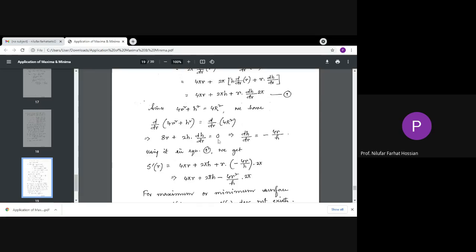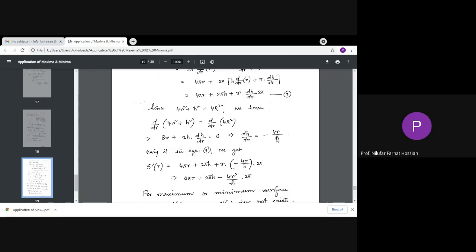So what is the value of dh by dr? It will be minus 8r divided by 2h. Minus 8r divided by 2h. So ultimately it will be minus 4r by h. So this is the value of this differential coefficient of h with respect to r.